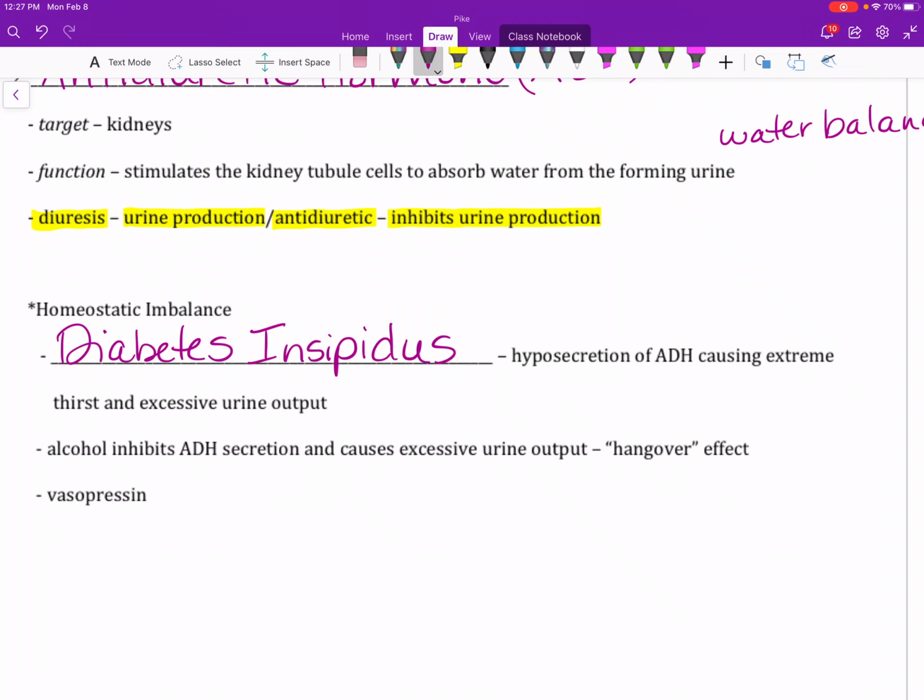You don't have enough. So if you're not secreting enough ADH, your kidneys do not know to hold in any water, okay? So your water balance, your electrolyte balance is very off and you're very dehydrated. It causes extreme thirst and excessive urine output. Constant need to go to the bathroom because your kidneys are like, hey, water, everybody out. Like, everybody go. They're not told to hold any water in.